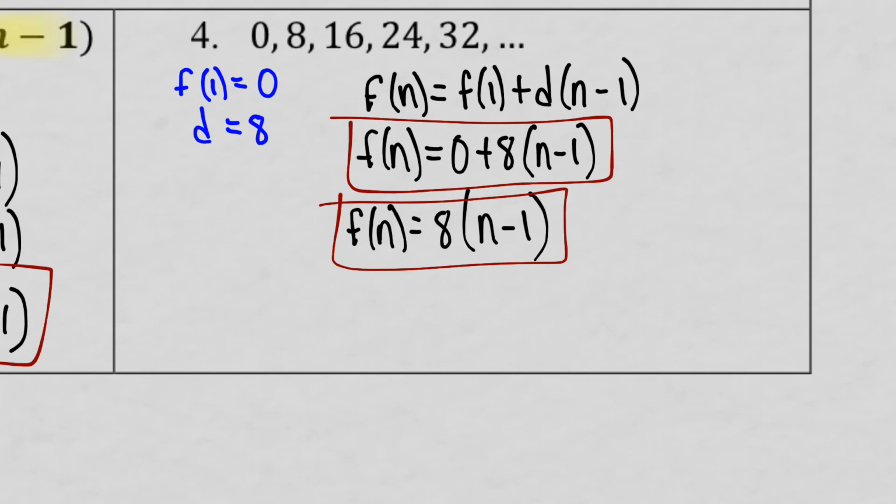Both are correct, by the way. This one's correct and this one's correct. It's just that in this one you're adding 0, so it just looks weird. It looks awkward. Okay, so this one is much preferred.